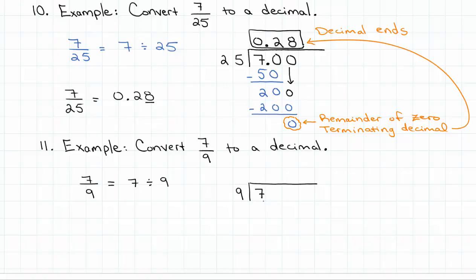And 9 goes into 7 0 times. So I'm going to put a decimal. I'm going to bring that decimal directly above. I'm going to add a 0 right here. And then I'm going to ask myself, how many times does 9 go into 70? It goes into 70 7 times. 7 times 9 is 63. So I'm going to subtract.